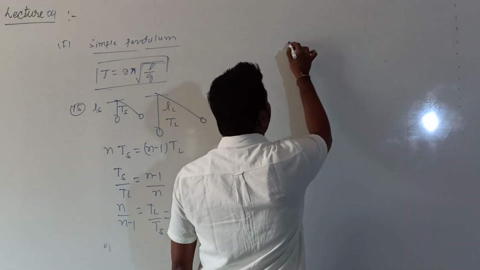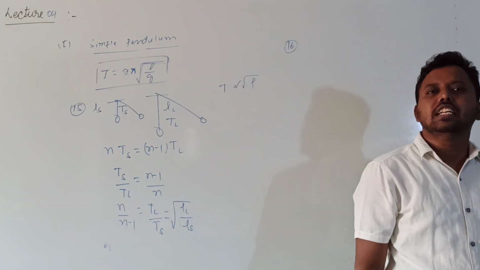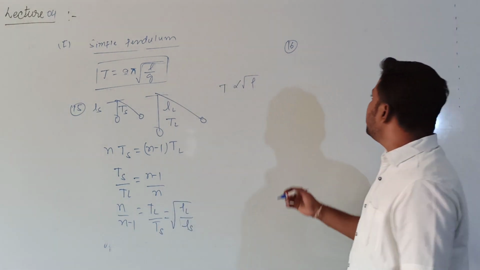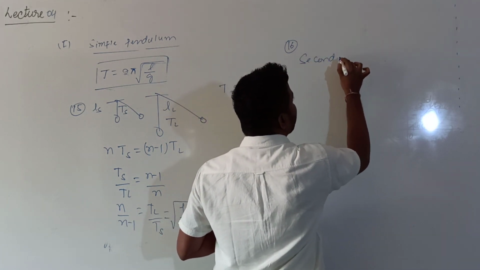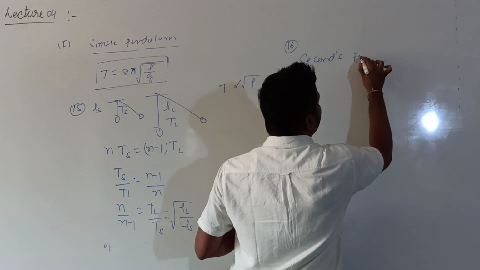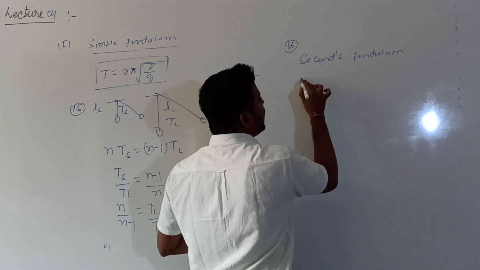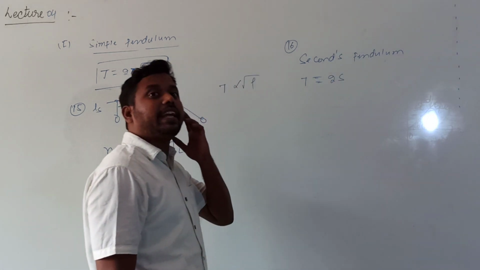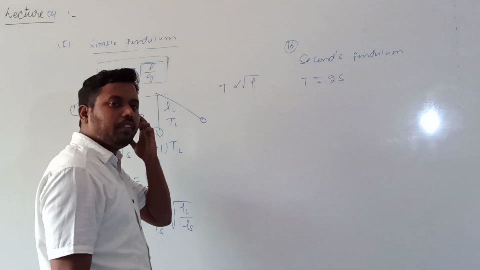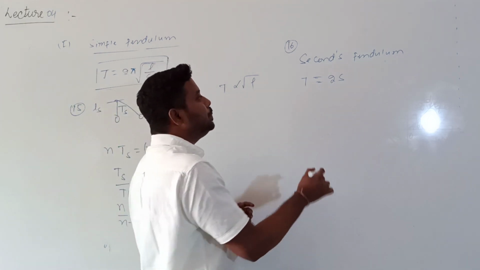Next, point number 16, the last point related to the simple pendulum. What is the meaning of seconds pendulum? A seconds pendulum is a pendulum whose time period is 2 seconds. If T is equal to 2 seconds, such a pendulum is called a seconds pendulum. Okay? A pendulum whose time period is 2 seconds is called a seconds pendulum.